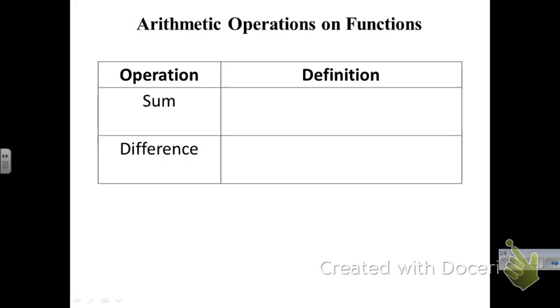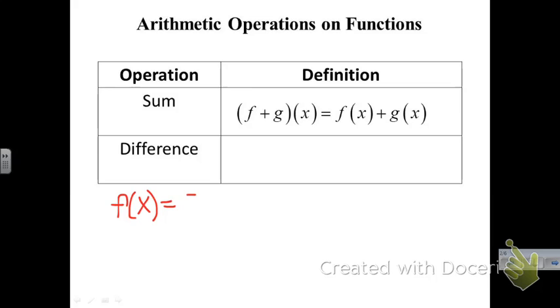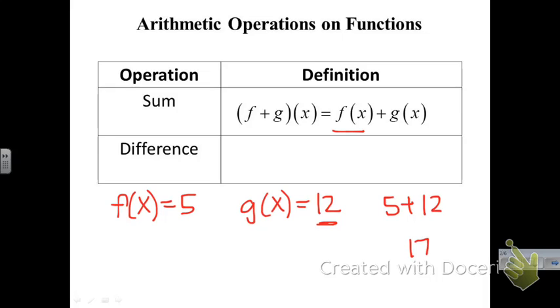So we have arithmetic operations on functions. First we have a sum, and it looks like this. And I know that's really kind of complicated, but what it says is if you have a function f of x, we're going to say it's equal to 5, and you have a g function, let's call it 12, then it wants you to add the f, so we would replace all that with a 5 and add the g, so g would get replaced with the 12, which would then give us 17, and that's what the sum would do.